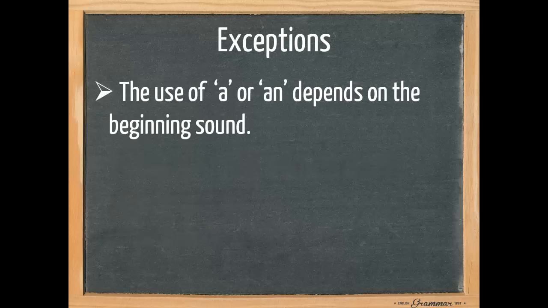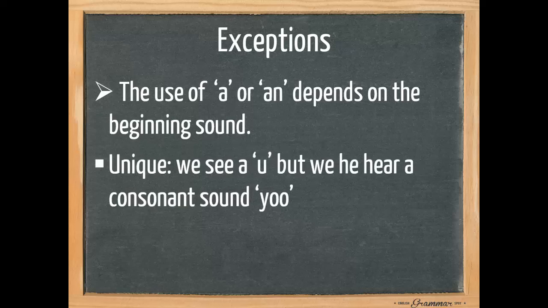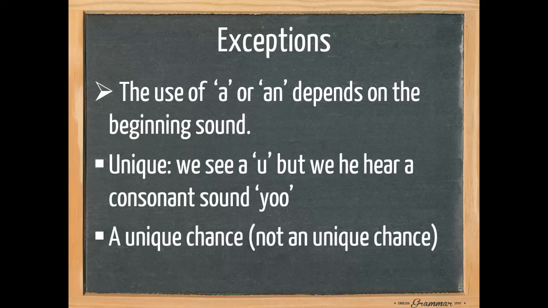Another exception. The use of a and an depends on the beginning sound. Unique. We see a U, but we hear a consonant sound, "you." So what do we do here? A unique chance and not an unique chance. So remember, you have to listen carefully to how the word is pronounced, and then you choose whether you use a or an.